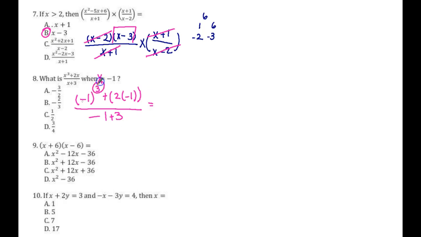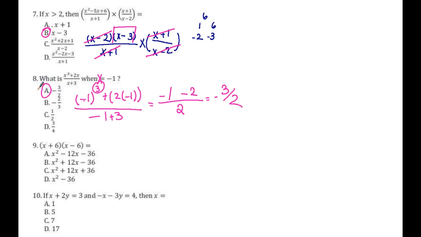So, again, the cube does not affect my sign because negative 1 times negative 1 is a positive 1. Times a negative 1, it's a negative 1. Now, this 2 times negative 1 is negative 2 over negative 1 plus 3, which is just 2. So you're going to get negative 3 over 2, which is A.